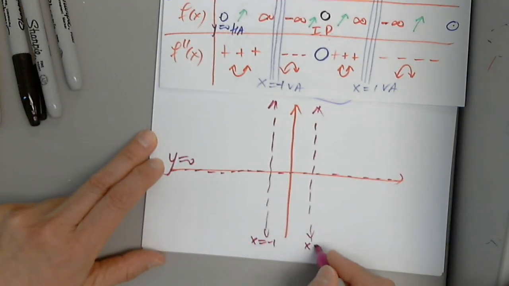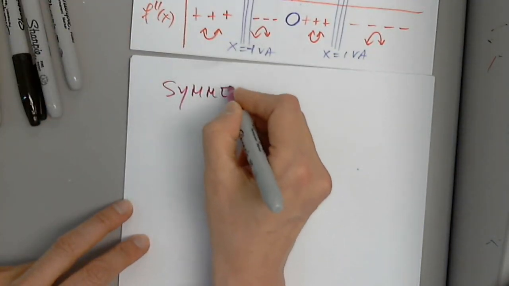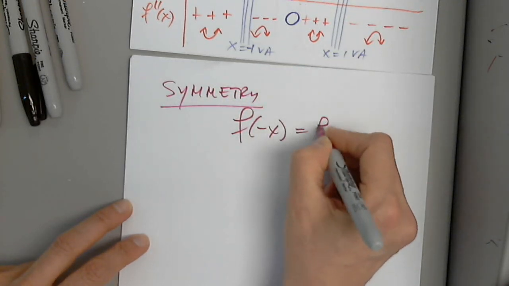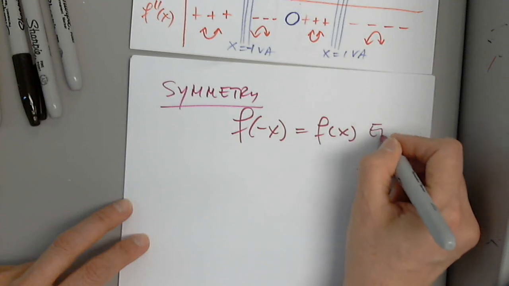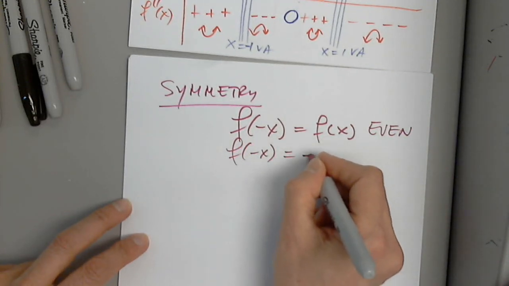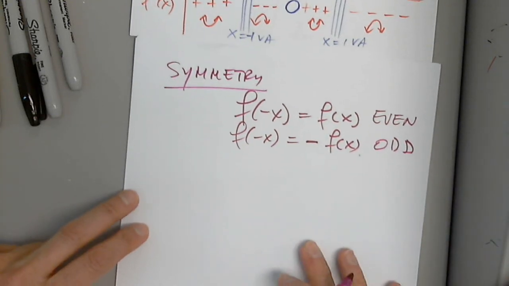Please write x equals -1, x equals 1, and I forgot, and I mentioned, we want to talk about symmetry. Very important concept. So f of -x equals f of x. The function is even. F of -x equals the opposite of f of x. The function is odd. And that's exactly what happens here.